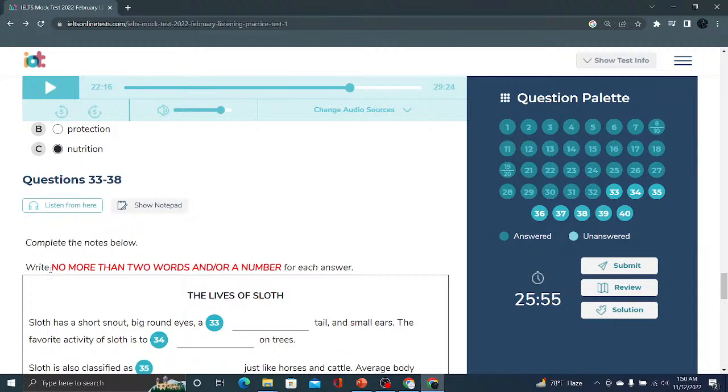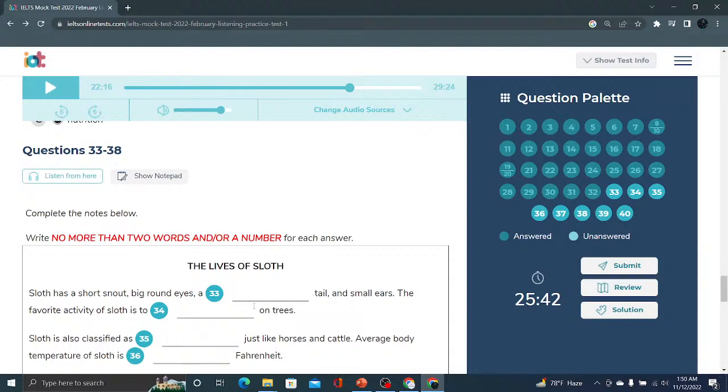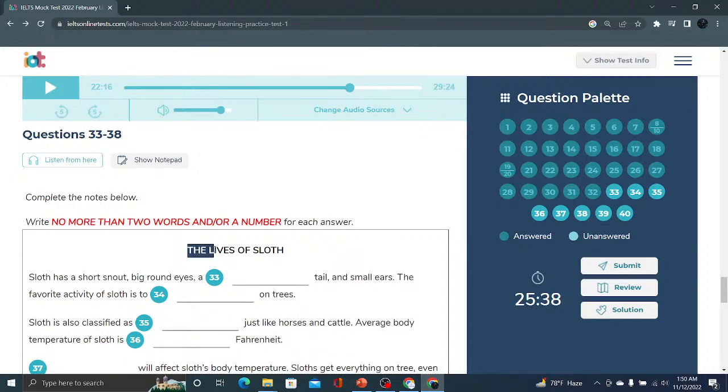Question number 33. Here's another instruction for us: no more than 2 words. Be careful, no more than 2 words and a number for each answer. So here's another headline, the lives of sloth.